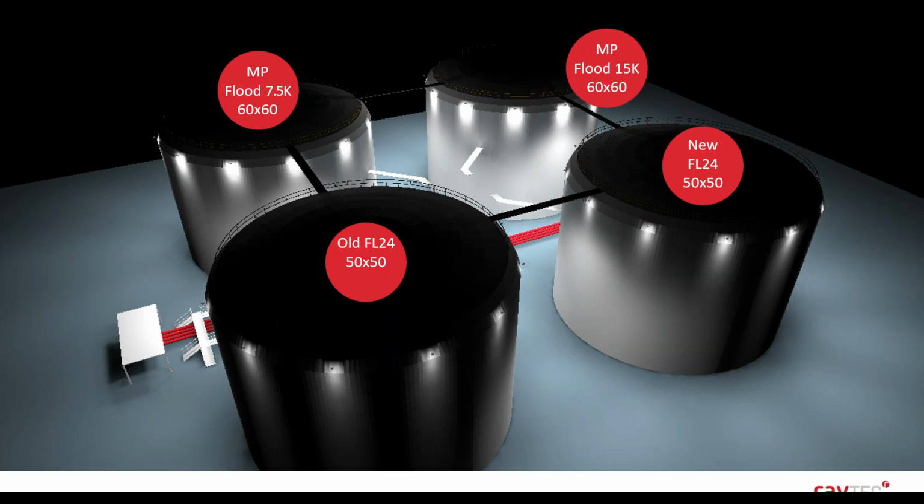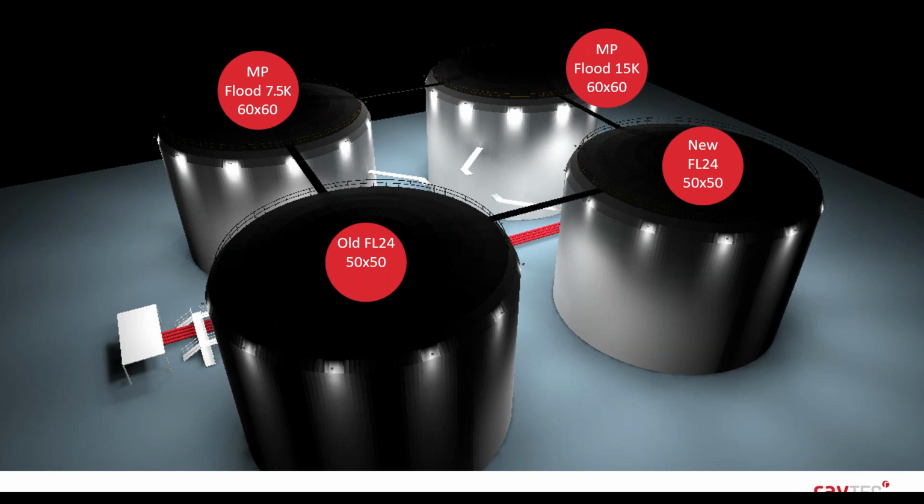The storage container on the bottom right is the new updated version of the FL24 with also a 50 by 50 beam angle. The two back containers feature mid-power flood units. The one on the left features our 7.5K unit with a 60 by 60 beam angle, and the back right features our 15K unit with a 60 by 60 beam angle.